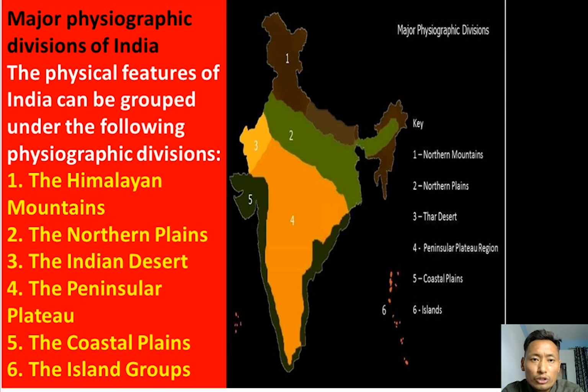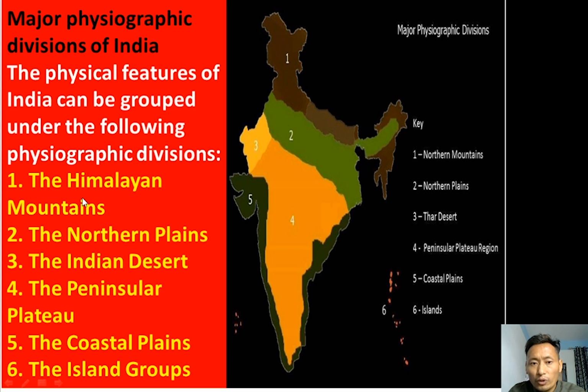Major physiographic divisions of India, or in another sense, major physical features of India. The physical features of India can be grouped under the following physiographic divisions. We can divide the physical looks of India into six major physiographic divisions. They are the Himalayan mountains, the northern plains, the Indian desert, the peninsular plateau region, the coastal plains, and the islands, Andaman and Nicobar and Lakshadweep Islands. This is the main theme of this chapter. In this chapter, we are going to learn each of these physical features one by one.